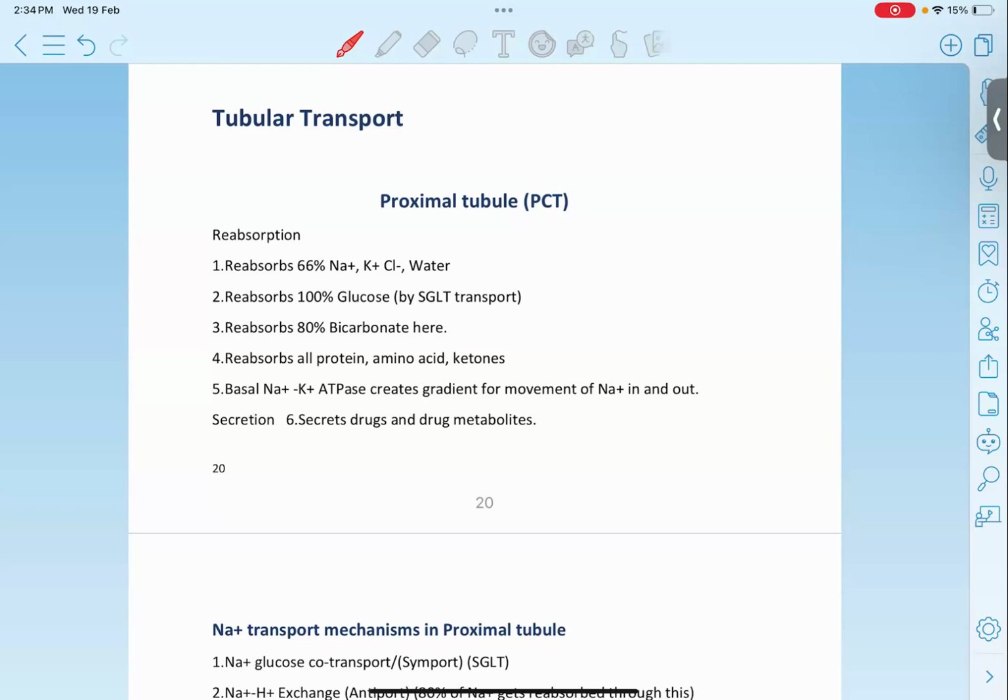First of all, we will start with the PCT. PCT reabsorption: it reabsorbs 66% of sodium, potassium, chloride, and water. It reabsorbs 100% of glucose by SGLT transport. It reabsorbs 80% of bicarbonate. It reabsorbs all protein, amino acids, and ketones, and the basal sodium potassium ATPase creates a gradient for movement of sodium in and out, and it secretes drugs and metabolites. You just have to memorize it.